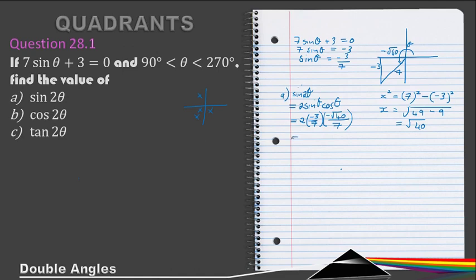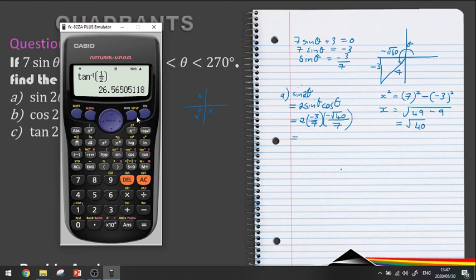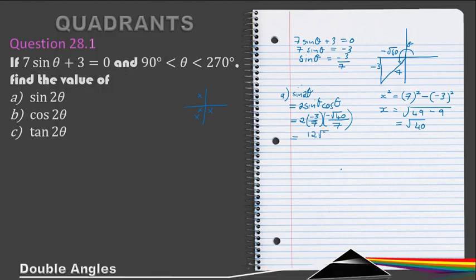And then we can just substitute this into the calculator. So here we have 2 times negative 3 over 7 times negative square root of 40 over 7. Okay, so this gives us 12 square root of 10 over 49.